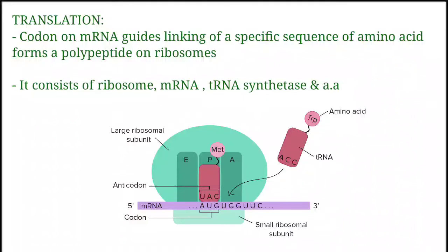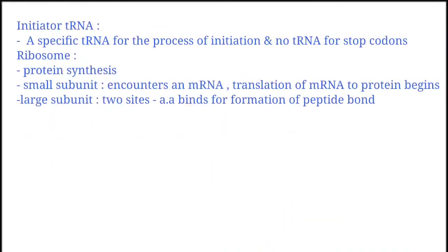Now translation requires a machinery that consists of ribosome, mRNA, tRNA and aminoacyl tRNA synthetase. This particular enzyme helps in combining an amino acid to a particular tRNA. The initiator tRNA is a specific tRNA for the process of initiation. And there are no tRNAs for stop codons.